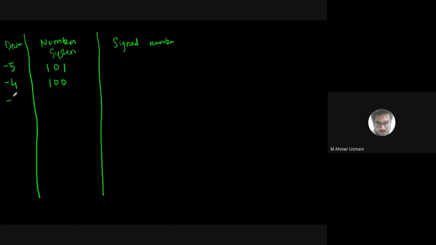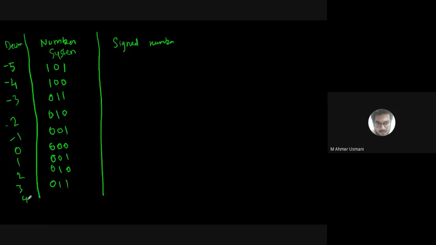Then you need to write -3. -3 is written as 011. Then -2 can be written as 010. Then -1 can be written as 001. Then 0 comes. 0 can be written as 000. What about 1? 1 can be written as 001. 2 can be written as 010. 3 can be written as 011.